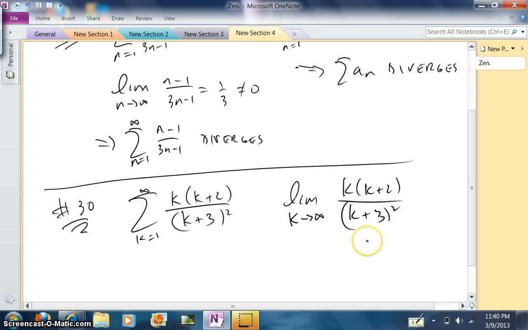Again, you get infinity over infinity. You could use L'Hopital's rule for that. However, if you just notice that they both have k squared as their highest powers, you extract the coefficients, that's 1 over 1, which is 1. And all I care about is that that's not equal to 0, and so therefore this diverges by the divergence test.